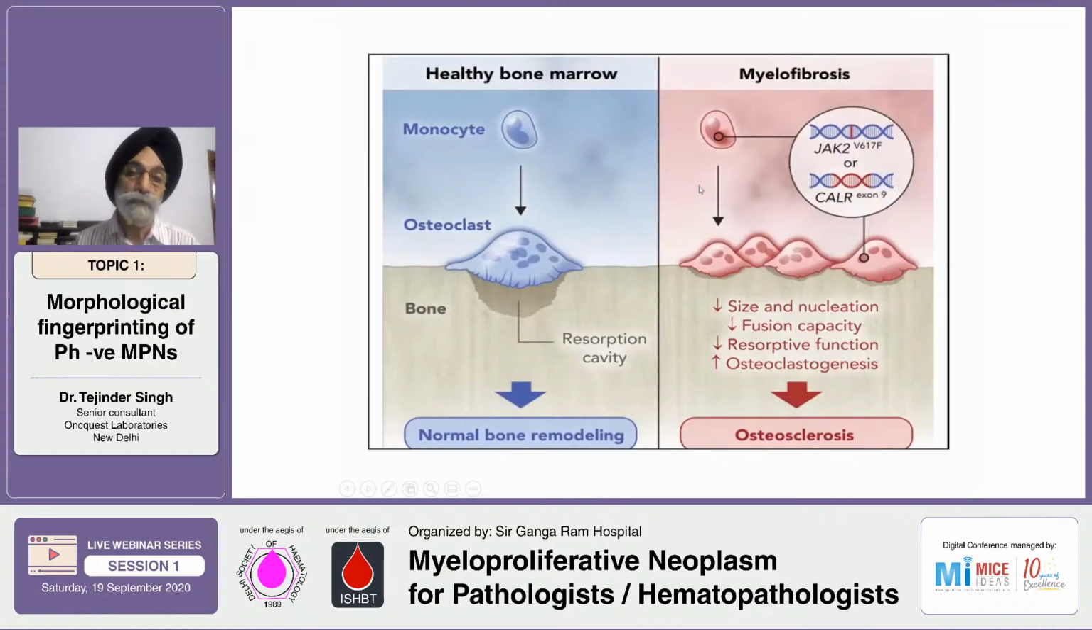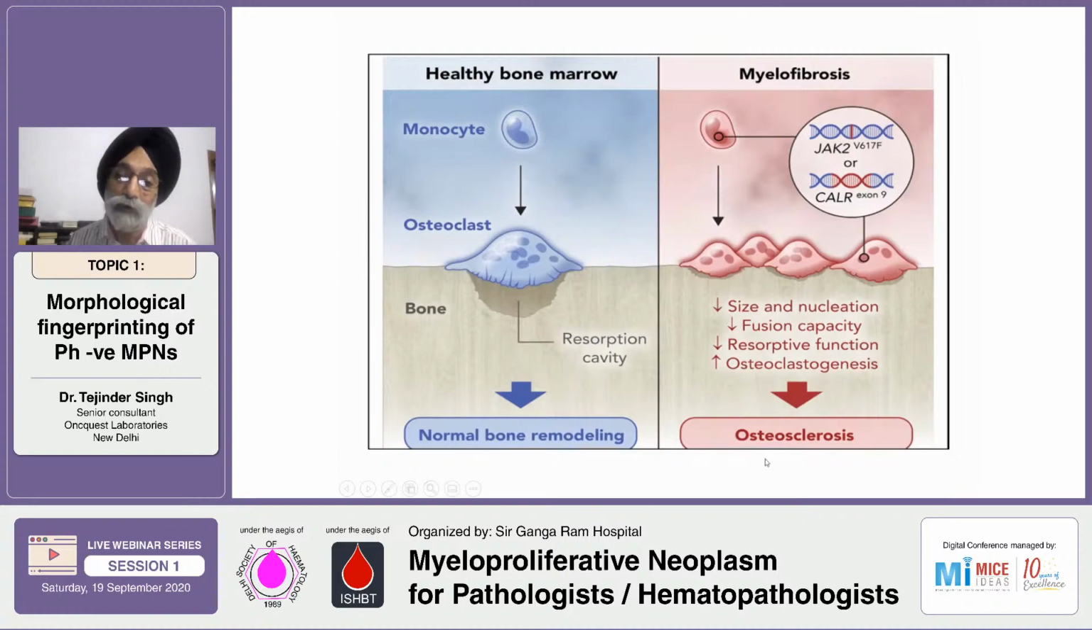Now, normally what happens is the function of the osteoclast is to cause resorption of the bone. But in myelofibrosis, under the influence of one of these mutations, JAK2 or CALR, what we find is the number of nuclei has decreased, the fusion capacity has decreased, their resorptive function decreased.